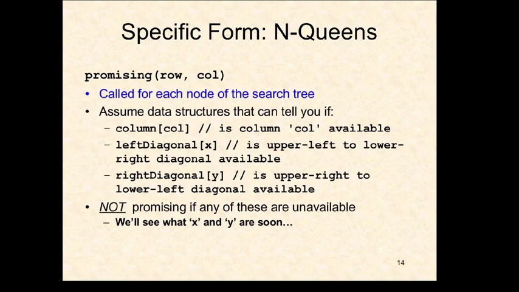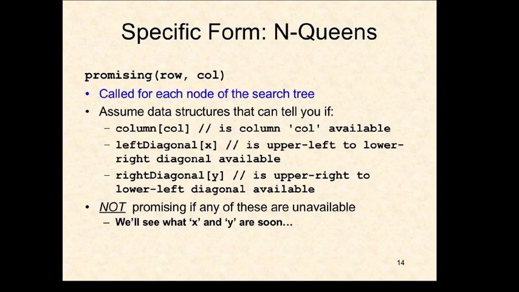The promising function is where we have to do a lot of work. If I had some data structures to remember, is a particular column available or not? So the row is easy. I always move to the next row. But then when I want to try the different columns within this row, I want to know, is column 0 still available? It's available if there's no queens in column 0.